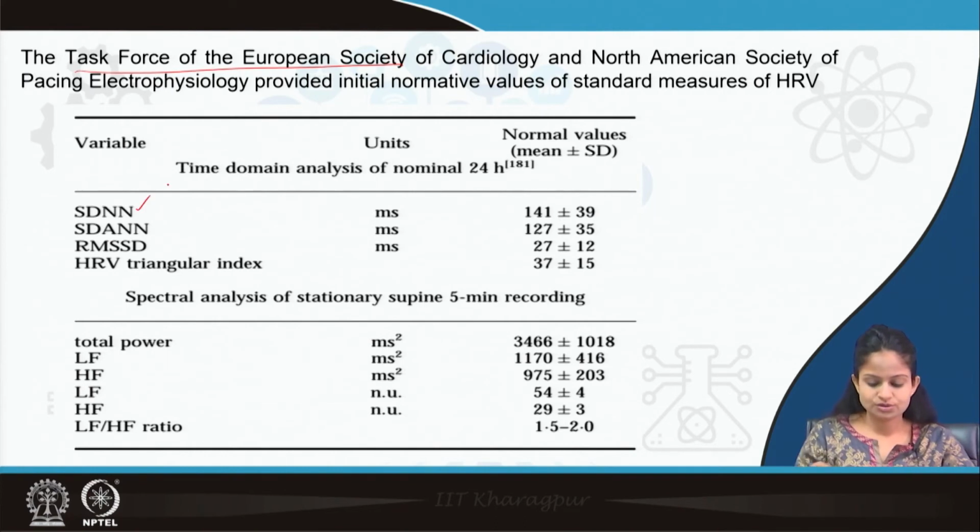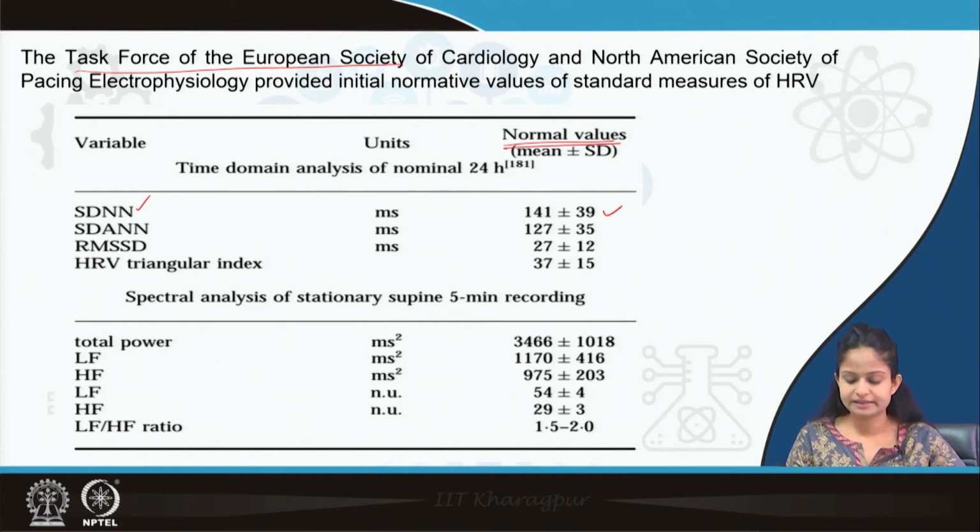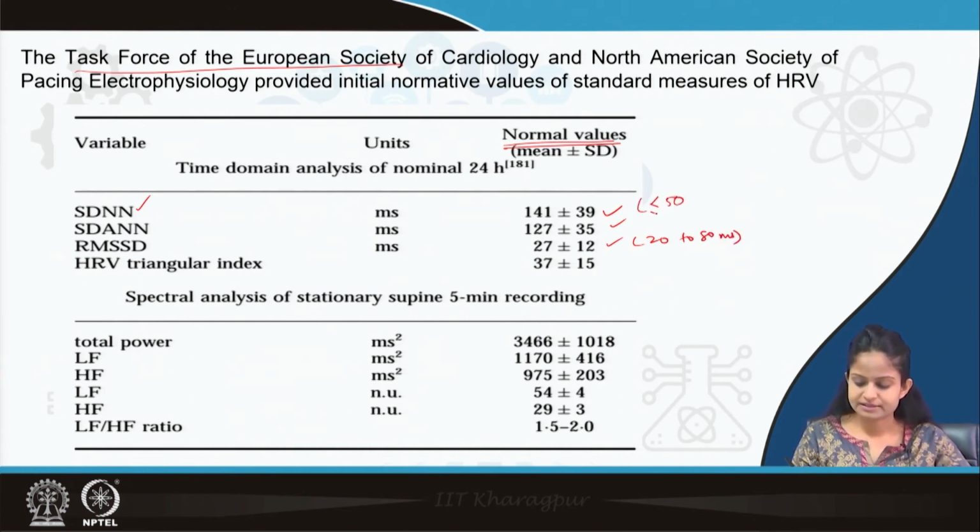So, SDNN value, these are the normal values, that is 141 plus minus 39, around 141, and as I told you, less than 50 is the cutoff value, that means lower SDNN. SDANN 127 milliseconds, RMSSD 27 plus minus 12, as I told you it ranges between 20 to 80 milliseconds, and in SDNN less than or equal to 50 milliseconds is the lower SDNN. HRV triangular index, geometrical analysis, 37.